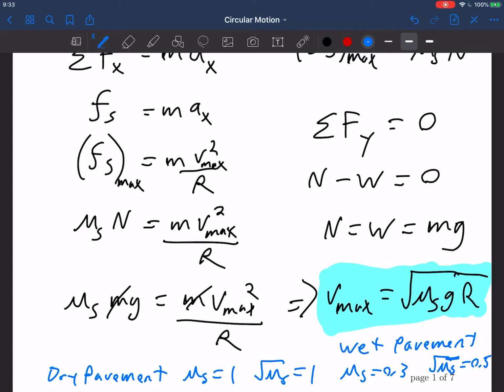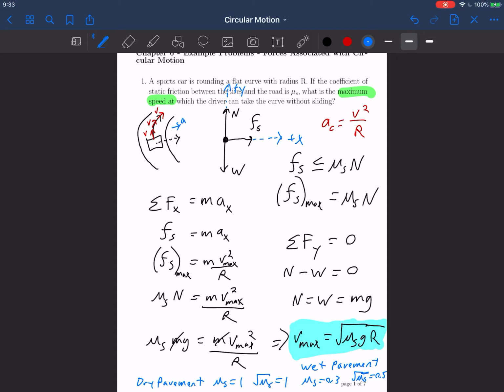So I hope you enjoyed this problem. I think it's really relevant to our everyday life, and it really nicely demonstrates how to solve problems with circular motion, where we replace our acceleration with the centripetal acceleration equation, as we did right here. At some point we just made a change and used that equation that we know, and we also used our conceptual understanding and our equations for static friction. That was important in solving this problem.